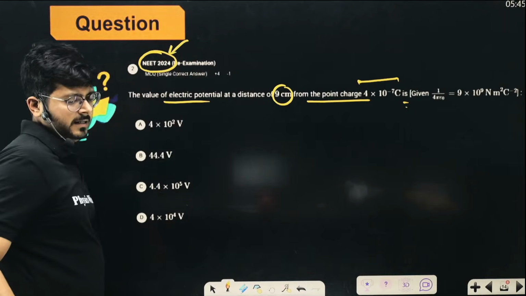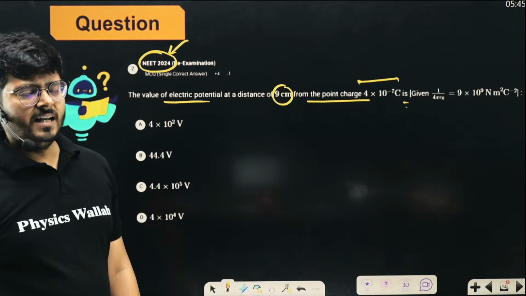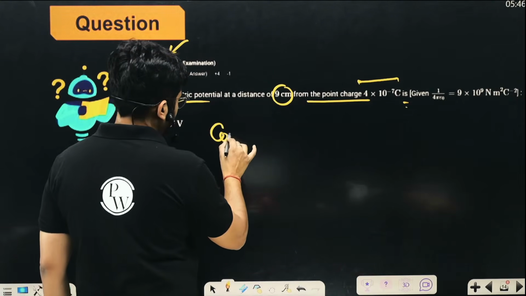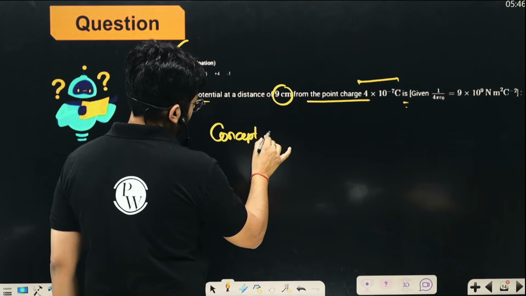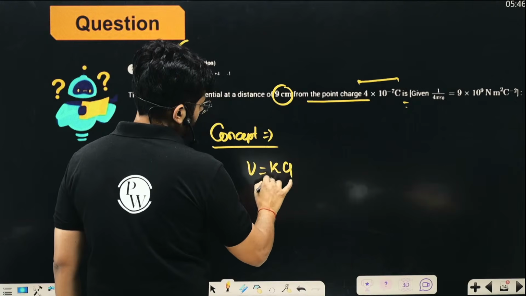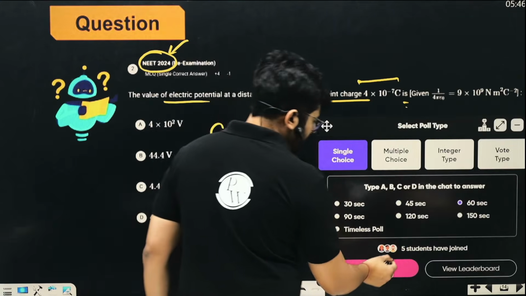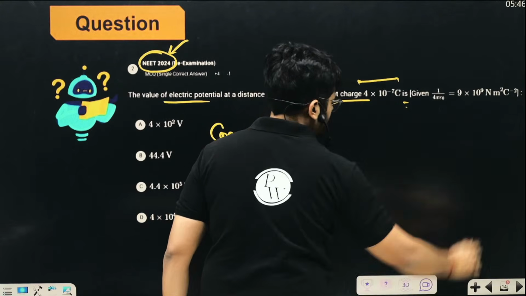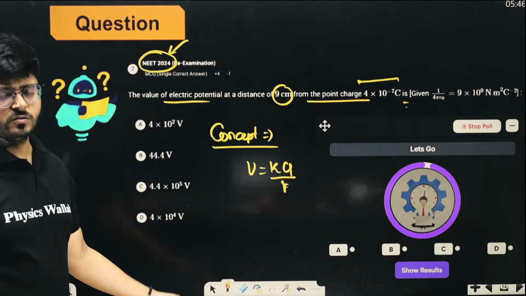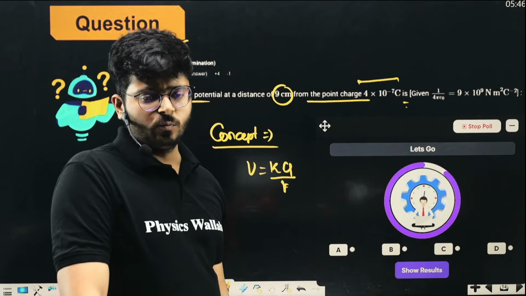2024 में आया हुआ सवाल है. This question was asked in year 2024, right? So what is the value of electric potential? KQ by R, right? This was the only concept. Direct formula based question. K is 1 upon 4 pi epsilon naught, right? And if you can solve it, definitely it's going to be a very positive sign for me and you as well, because a formula based question is something that I expect that you guys can do at this point of time, right?